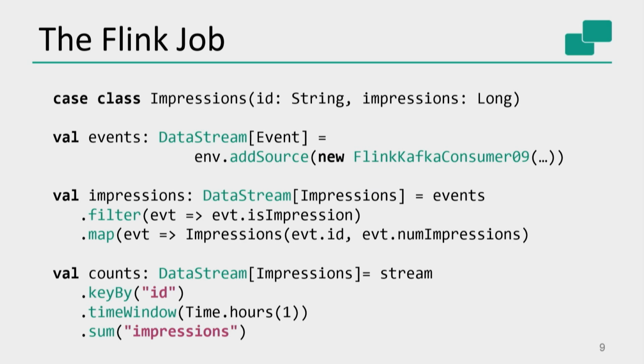The implementation of the processing job is also fairly simple. This is an example from Flink's Scala APIs. On the top line, we're simply defining a simple type with which we're going to work, basically impressions with an ID and the number of impressions, and then we're creating our stream, reading from Kafka. We're going to filter and transform the impressions a bit, and then the bottom lines show that they're grouped by ID, and then we sum up the impressions in time windows of 1 hour. So far, so good.